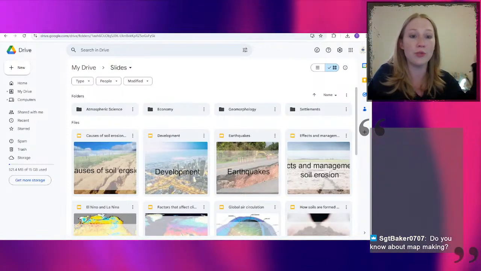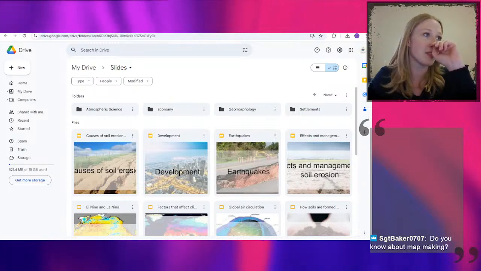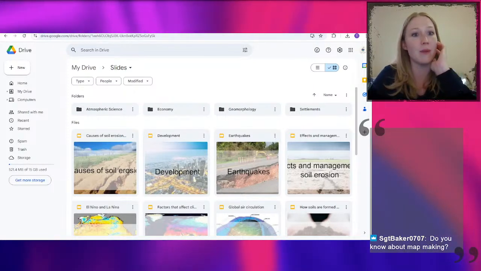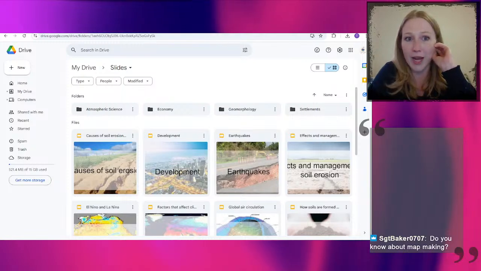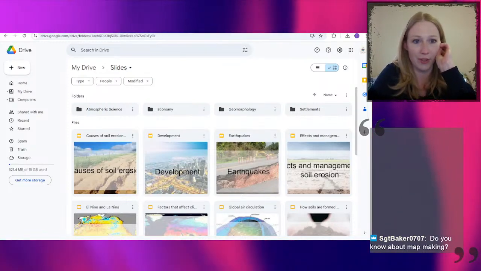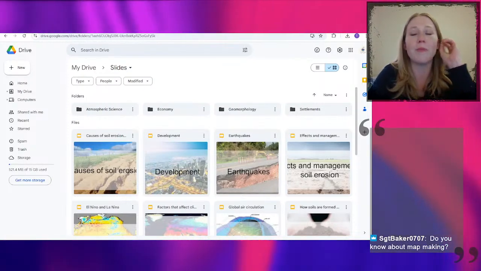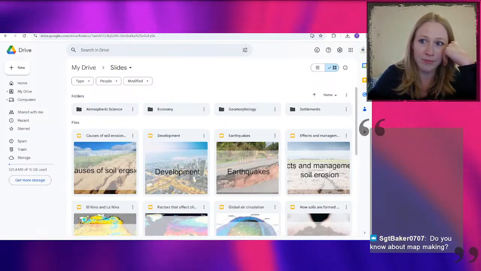I know how to read maps and interpret maps. So we use two different types of maps. We use the orthophoto maps and we use the topographical maps. But I don't know much about making them.